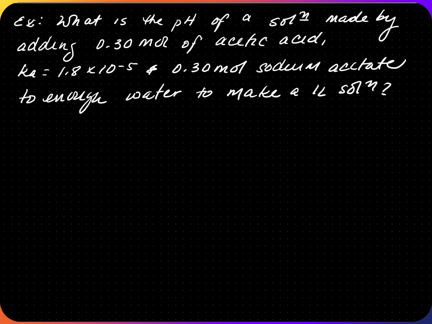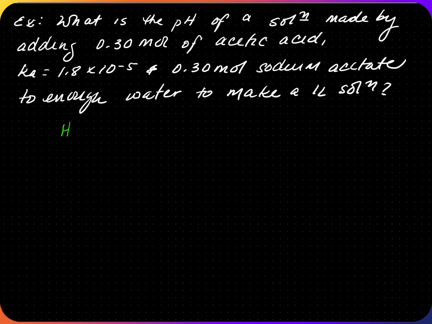First example, what is the pH of a solution made by adding 0.3 moles of acetic acid, Ka of the acid is 1.8 times 10 to the negative fifth, and 0.30 moles sodium acetate to enough water to make a 1 liter solution? First thing you want to do is write an acid dissociation equation, because Ka is provided here. The acid given is acetic acid.